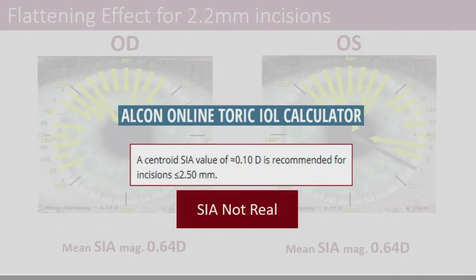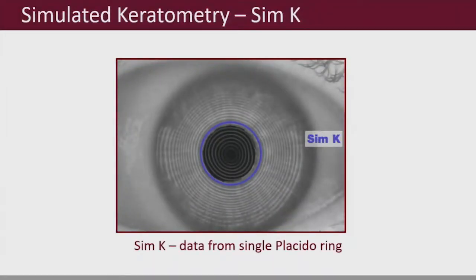It's probably around, for a 2.2 incision, up to 0.6 millimeter. Flattening effect is around 0.3. It's still 3 times as much as this. So it's really a contrived number. It's not a real number that you use when you just use 0.1 for everything. You might as well just use a 0.